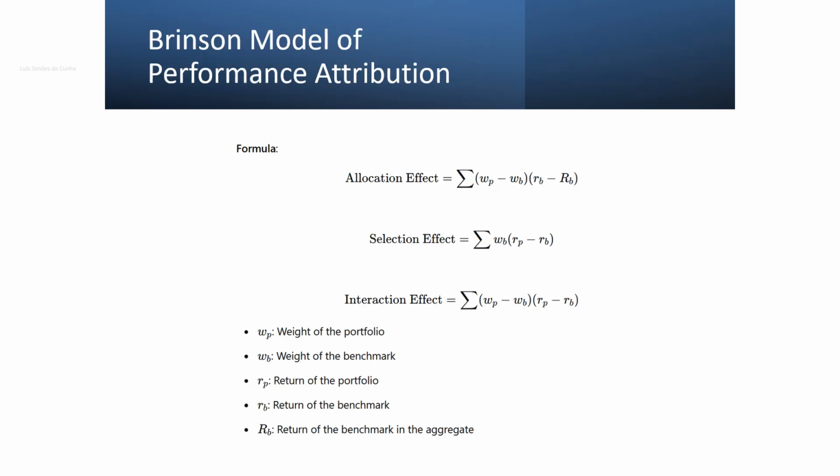The Brinson model of performance attribution separates the portfolio's performance into the allocation effect, selection effect, and interaction effect. These effects are calculated using the portfolio and benchmark weights and returns, helping to identify the impact of asset allocation and security selection decisions on overall performance.